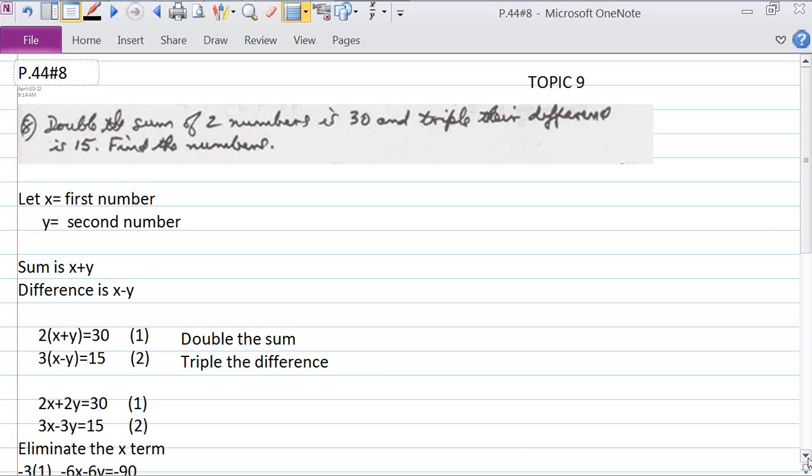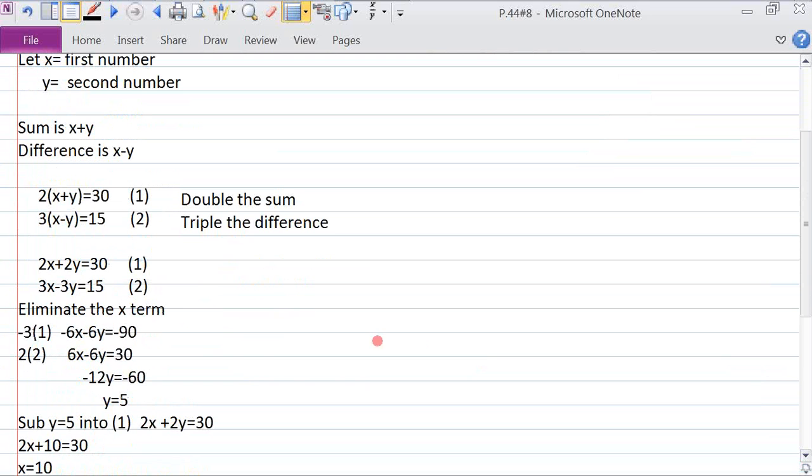So now we use the distributive rule to get rid of the brackets. 2x plus 2y equals 30 right over here. I use the distributive rule here: 3 times x minus 3y equals 15 over here. So I've now removed the brackets.